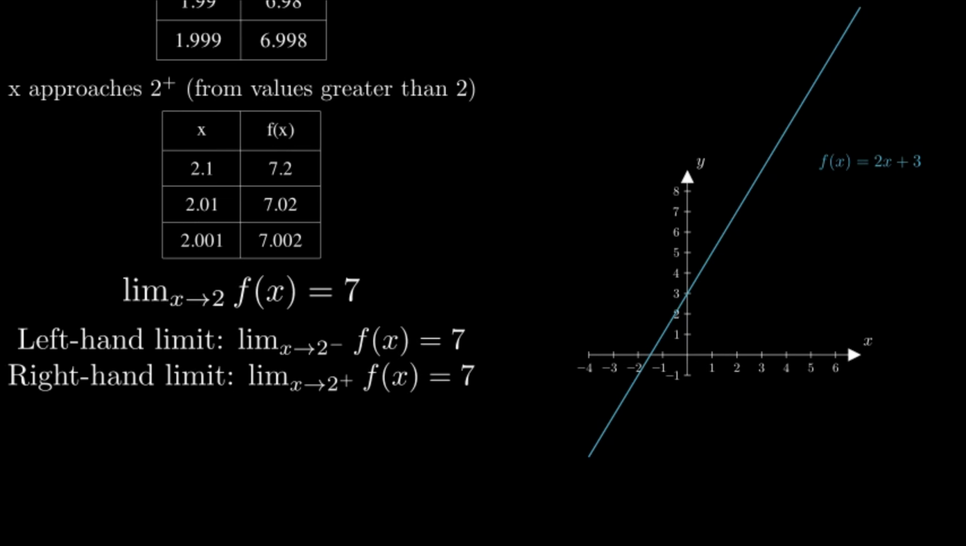Now you might be thinking, this is silly, I could have just plugged in 2 to get 7. And in this case, you'd be right. But what happens when we can't just plug in the number?